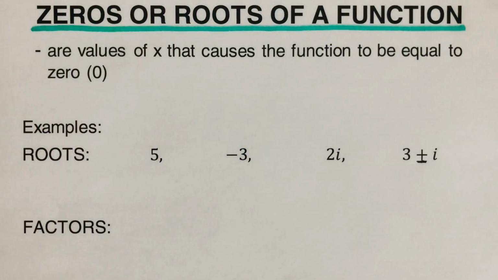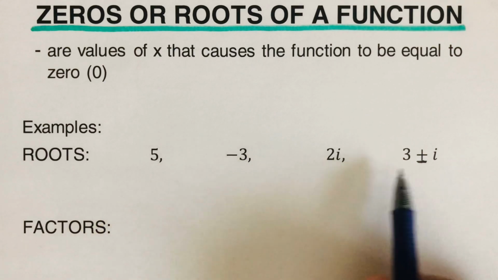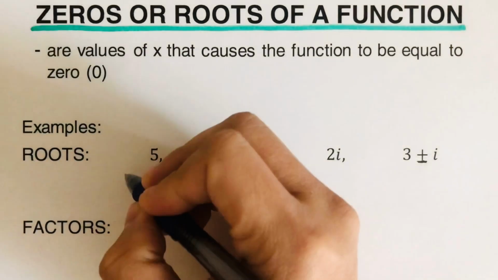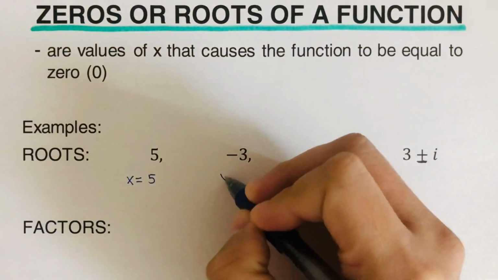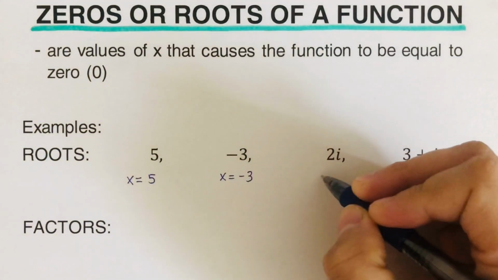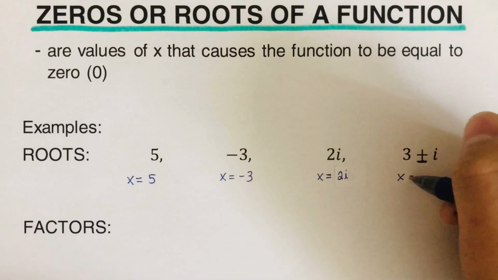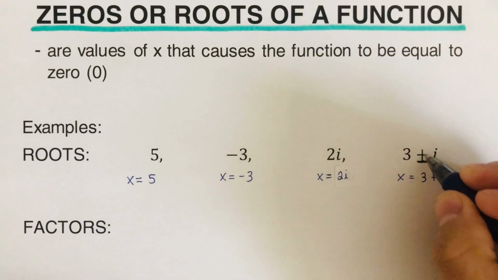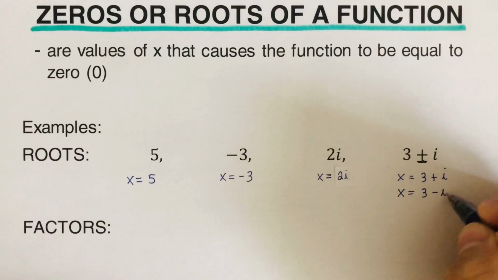Now, there are some notations for how roots are written in some problems. In some problems, they write it this way: the roots are 5, -3, 2i, 3 plus or minus i. In some problems as well, they write it differently. So they write x is equal to 5, x is equal to -3, x is equal to 2i, and x is equal to 3 plus i. And since it's plus and minus, that would also be x is equal to 3 minus i.